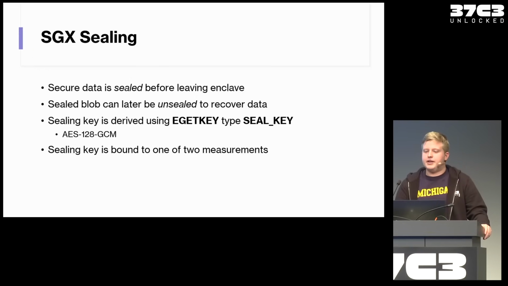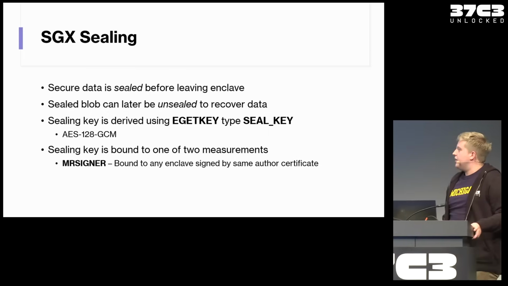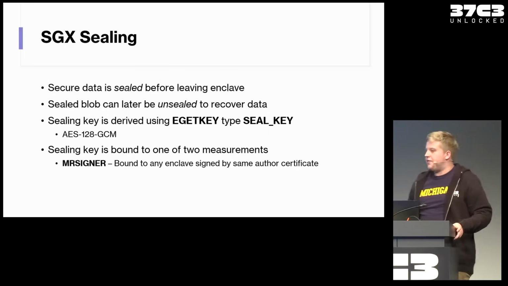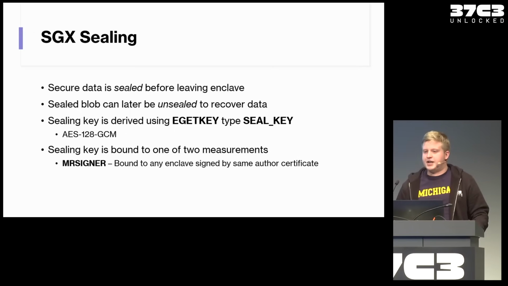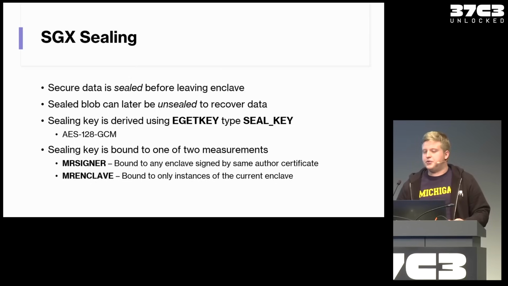The sealing key is derived from one of two measurements. There's a measurement called MRSIGNER, which binds the sealing key to the enclave, any enclave signed by the same author certificate. And there's MRENCLAVE, which binds the seal key to only an instance of that exact enclave, since it hashes the code and data sections.